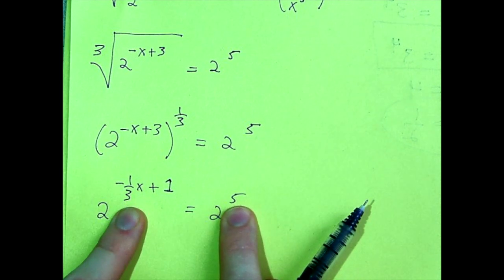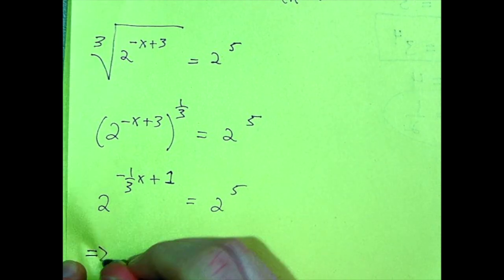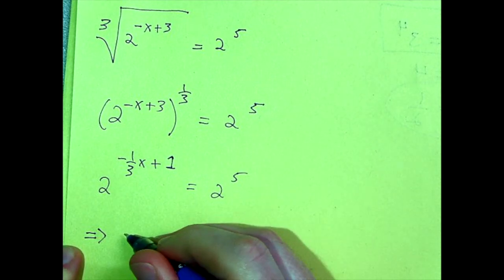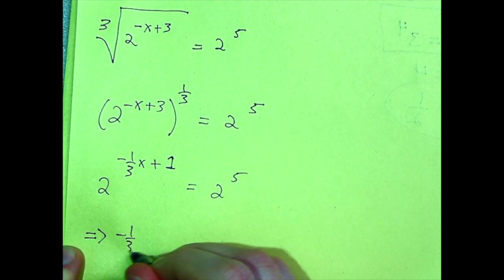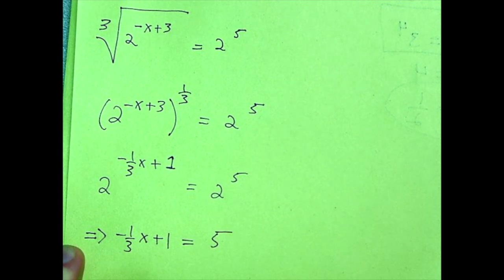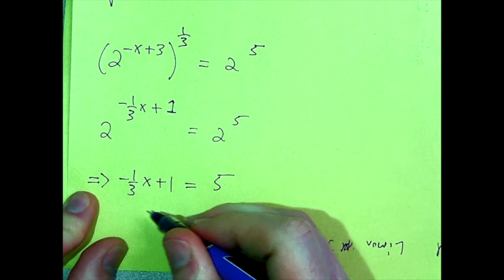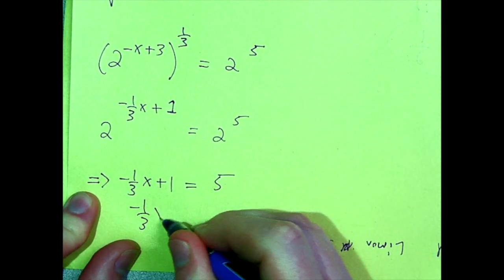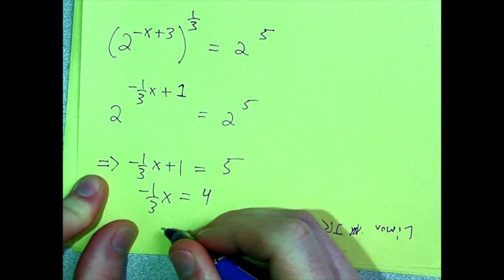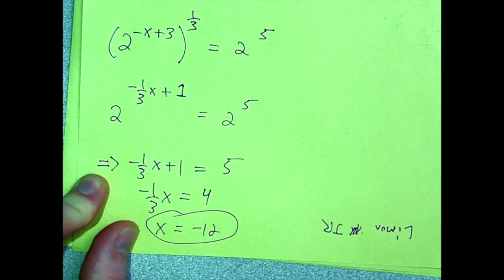And that key fact from the previous page allows us to conclude that the two exponents have to be equal. So I can conclude that negative 1/3 x plus 1 is equal to 5. And now it's no longer an exponential equation, but rather just a linear one, so it's easy to solve. I'll just subtract 1 and then multiply by negative 3. I get x equals negative 12, and that is my solution.